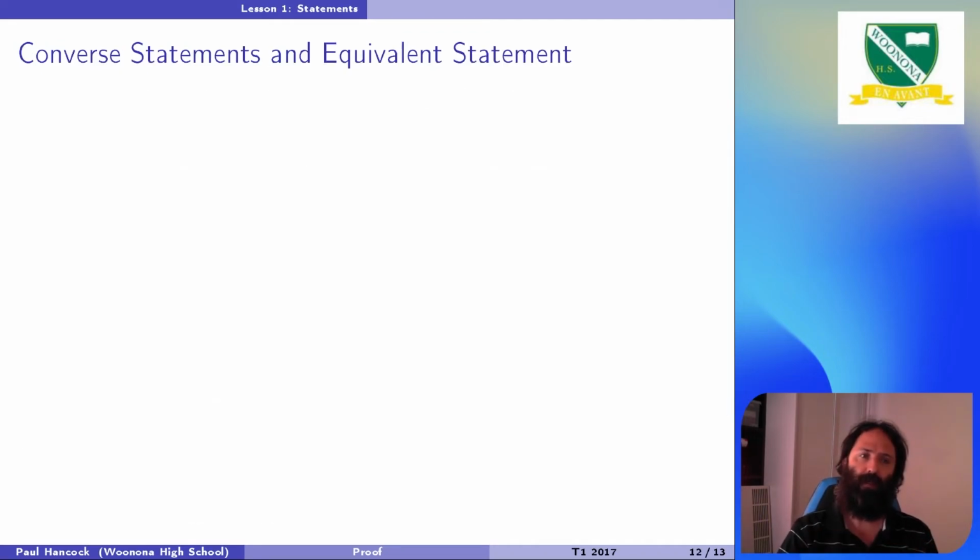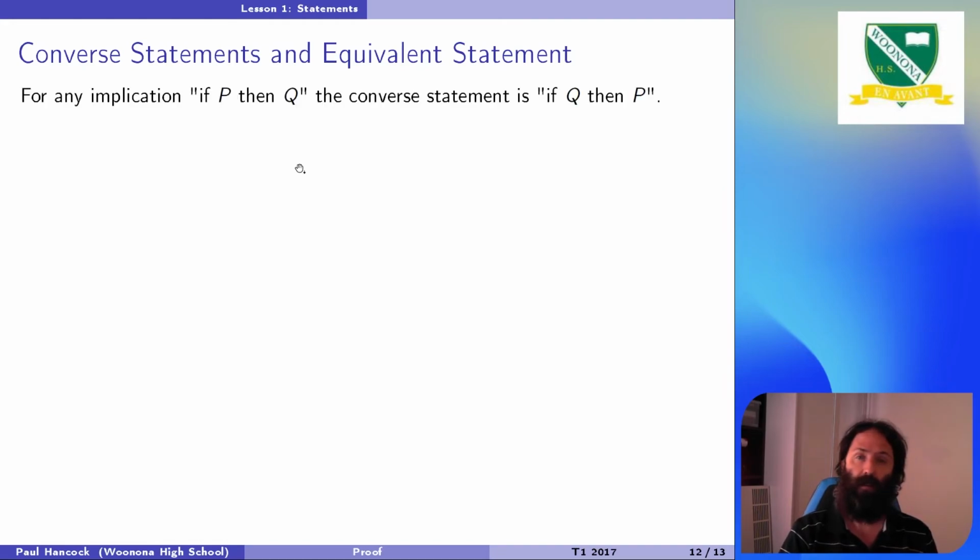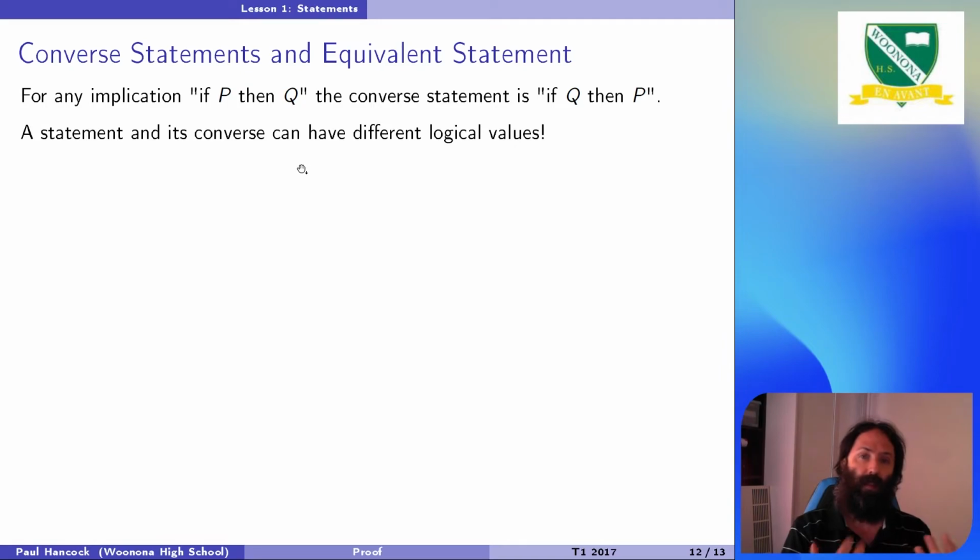Okay, converse statements and equivalent statements. A converse statement, basically we've talked about the idea that an implication says if this then that. The converse statement is that in reverse. So if we have if P then Q, the converse statement would be if Q then P. So we've kind of flipped the P and the Q around. And unfortunately, they could have different logical values. Just because if P then Q is true, that doesn't mean that if Q then P is also true. It'd be great if it was, but unfortunately it's not always the case.